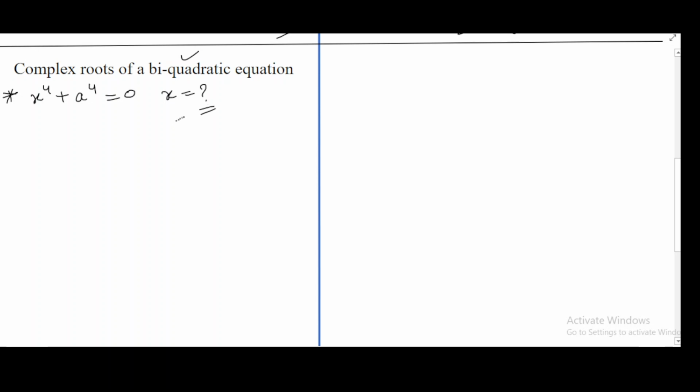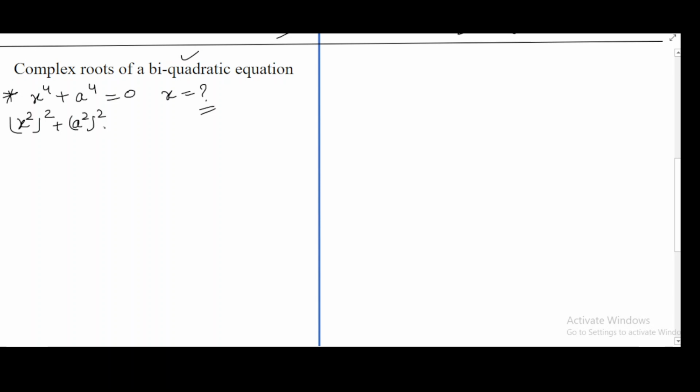In order to solve for the values of x, I have already given a method in my previous videos. I will give that method's link in the description, but in today's video I will give another method to solve this particular problem. First we have to write it as x square plus a square. So what I am trying to do is make it a whole square of x square plus a square.